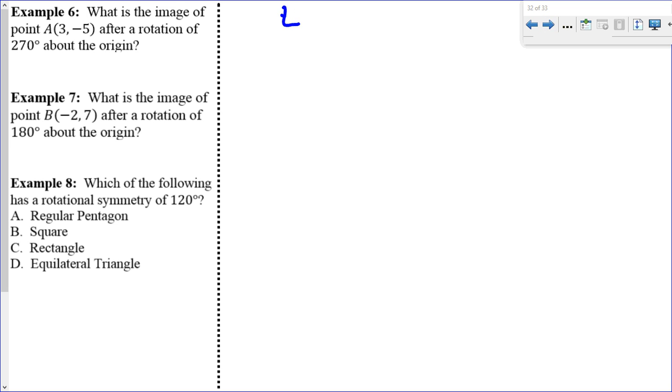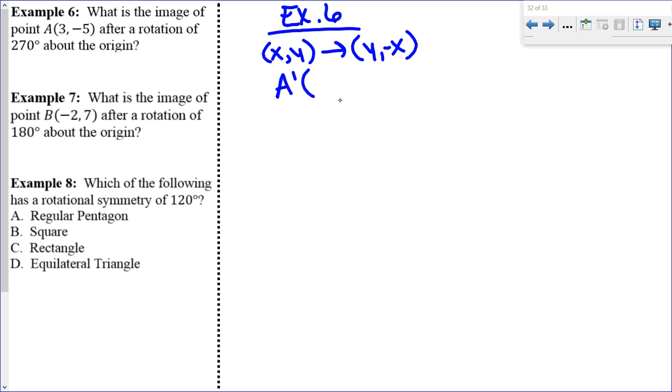All right. We have to graph. What's the image of point A after a rotation of 270 degrees about the origin? Go ahead and pause and then try this with your group. Okay, so then this one, remember, the notation says we switch, but it's y, negative x. So then if I plug that in, it should be at -5, -3. So that's what you should have gotten on that.